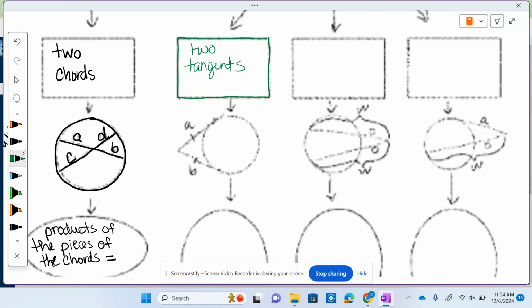Guys, you think you can fill that out? Look at your lines. Let's see, those look like tangents, two secants, a tangent and a secant.